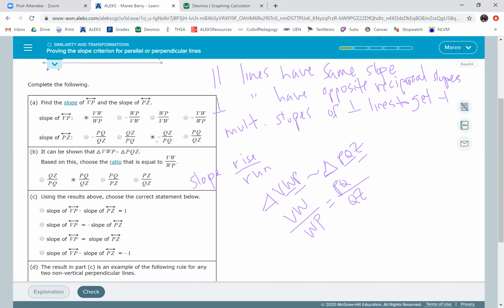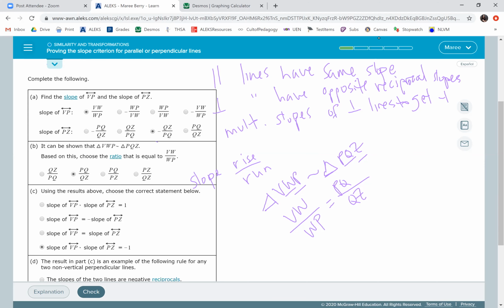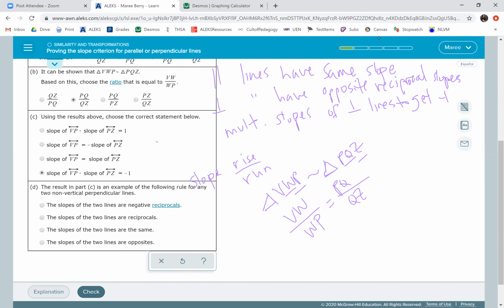And we know that because they're perpendicular, when you multiply them, you get a -1. So we want the last one. The slopes are negative reciprocals. That means the same thing as opposite reciprocals. So negative reciprocals.